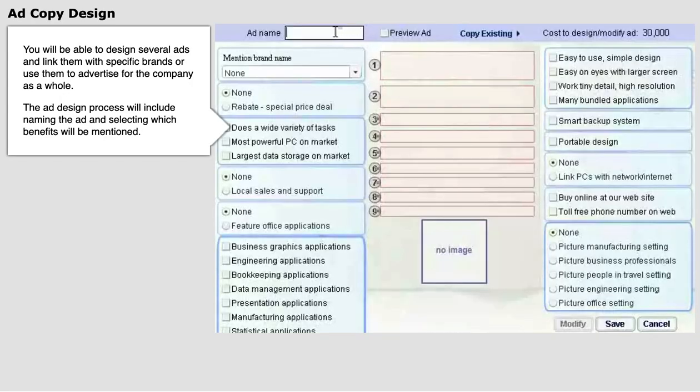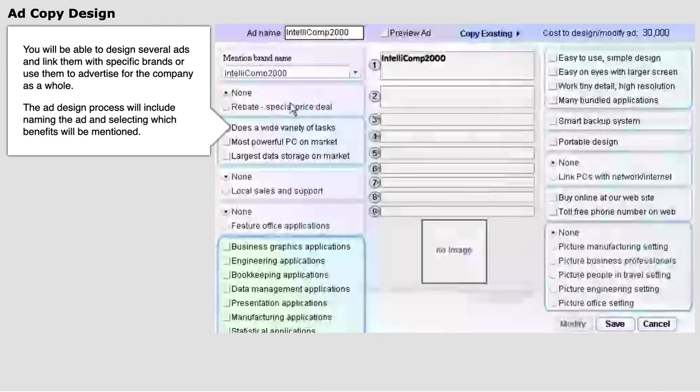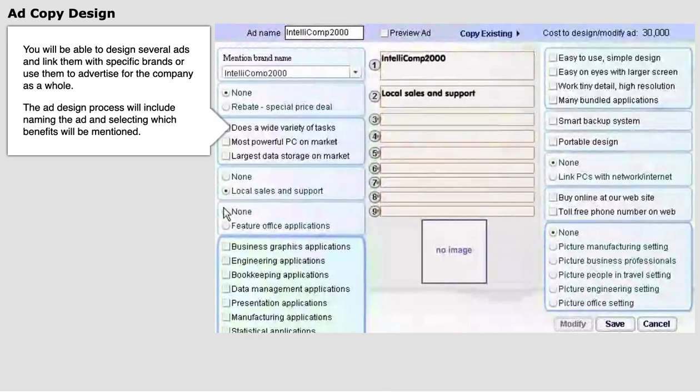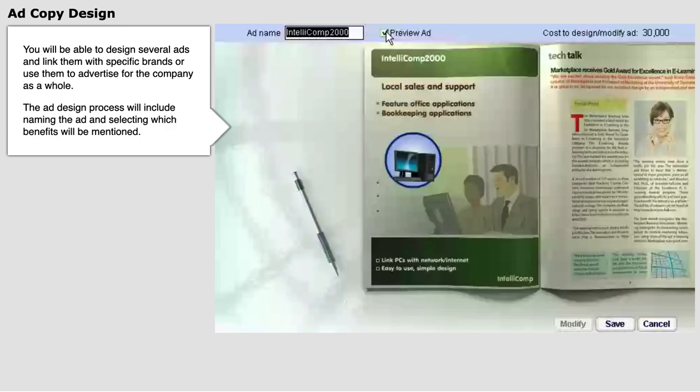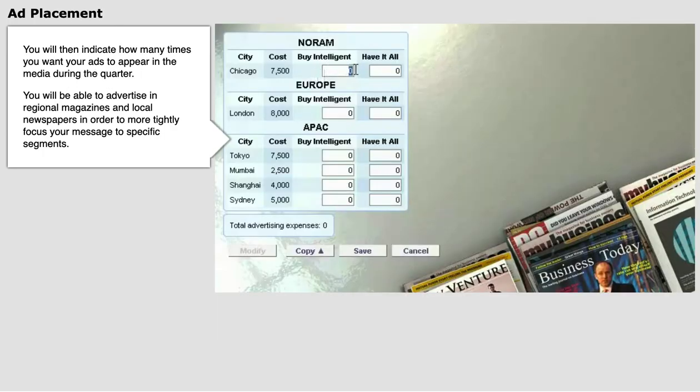You will be able to design several ads and link them with specific brands, or use them to advertise for the company as a whole. The ad design process will include naming the ad and selecting which benefits will be mentioned. You will then indicate how many times you want your ads to appear in the media during the quarter.